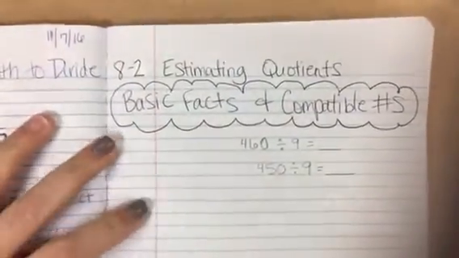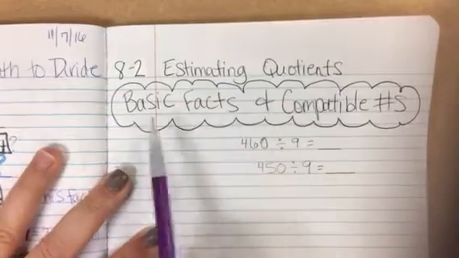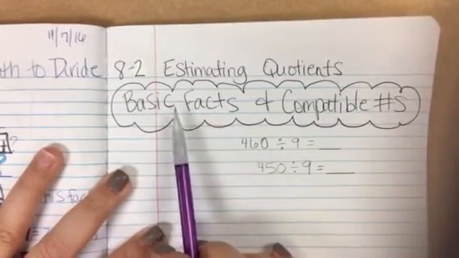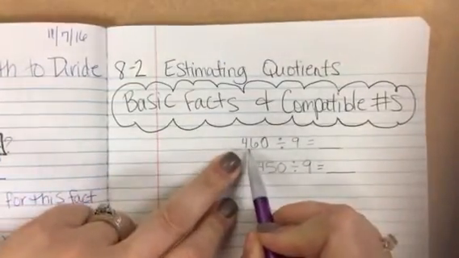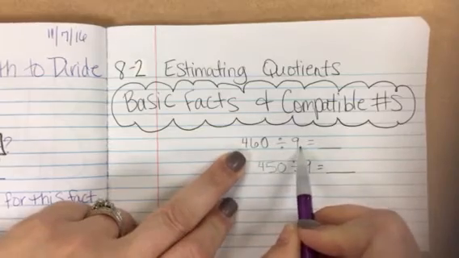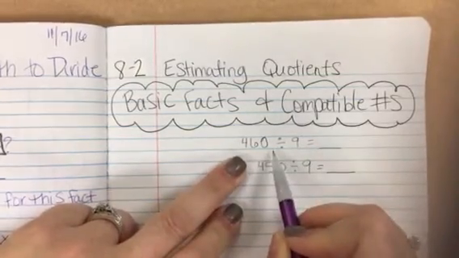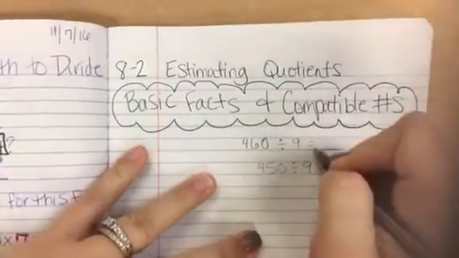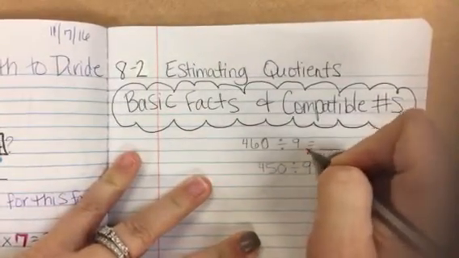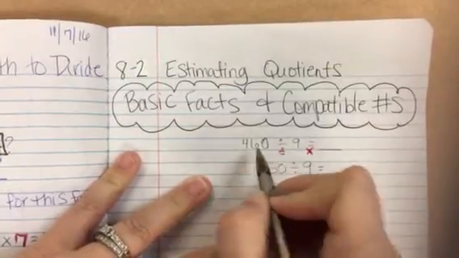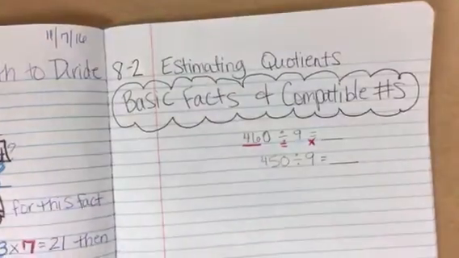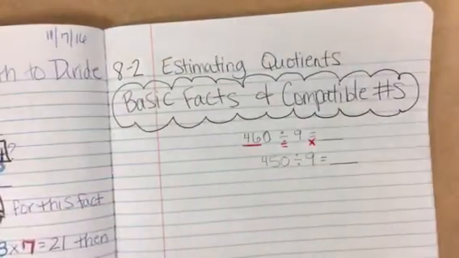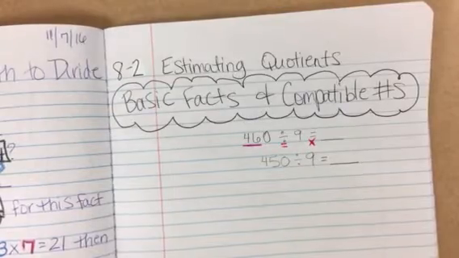Okay, today our lesson is going to be 8-2, Estimating Quotients. The first thing you're going to want to write out and remember is your basic facts and thinking of compatible numbers. Okay, so if I start out with this problem, 460 divided by 9, well, I know that if I go backwards the way that I thought previously, blank times 9 equals 46. Well, if we think about that, there's nothing that goes with 9 that's gonna make 46.